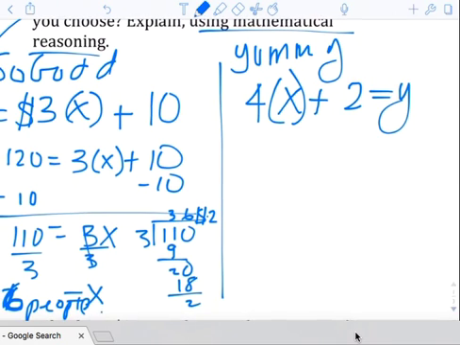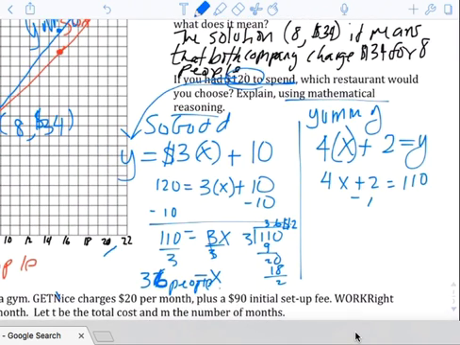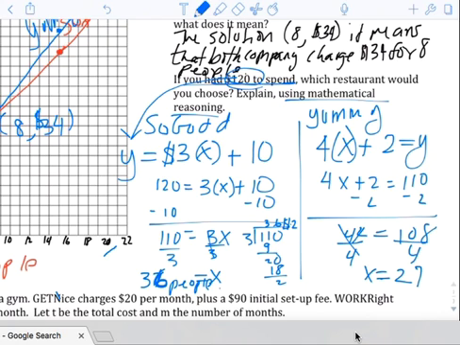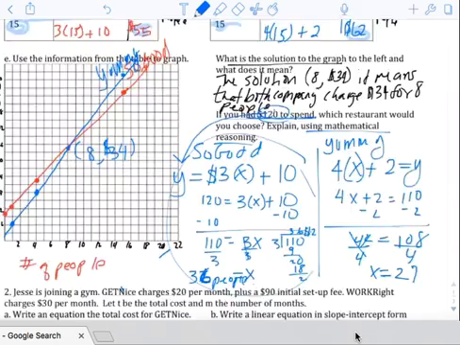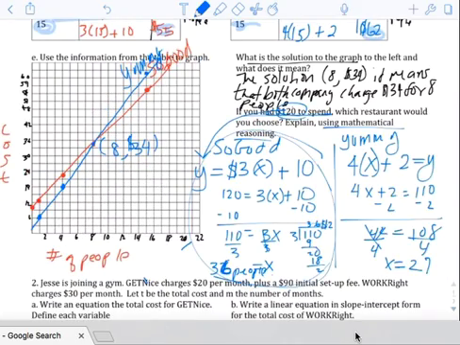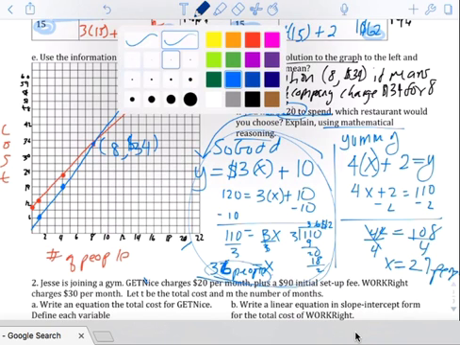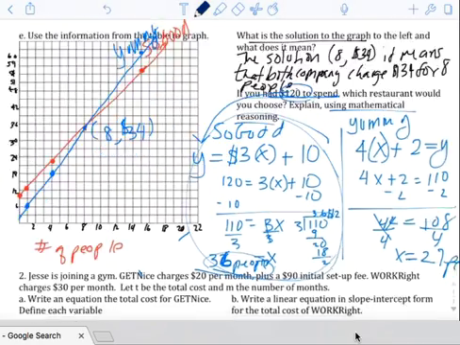Okay, with Yummy, 4x plus 2 equals 110, minus 2, 108 equals 4x, divided by 4. 27 people only. Well, it's definitely best to go with So Good. This is only 27 people. So Good will get you in, you can pay for 36 people with 120 bucks.